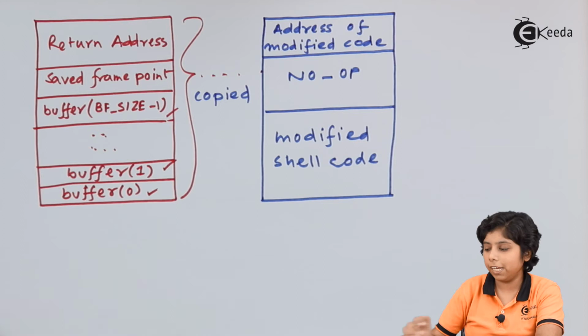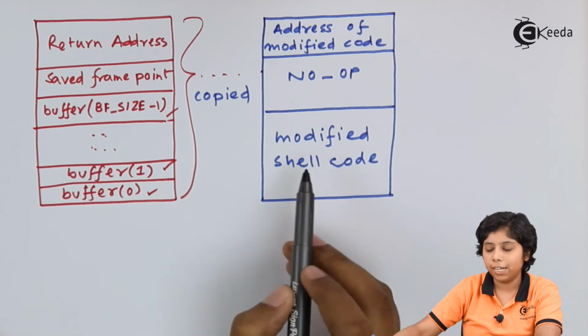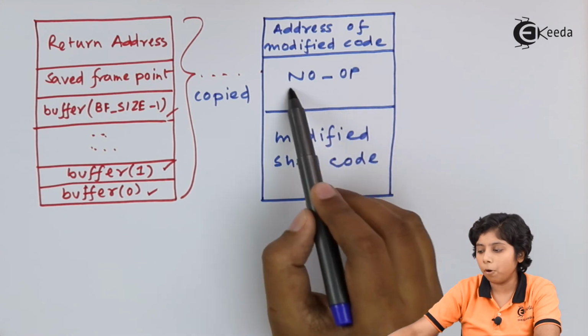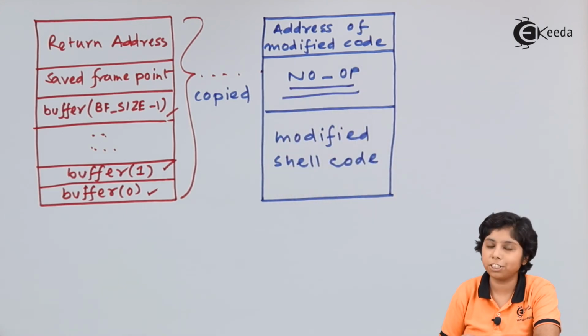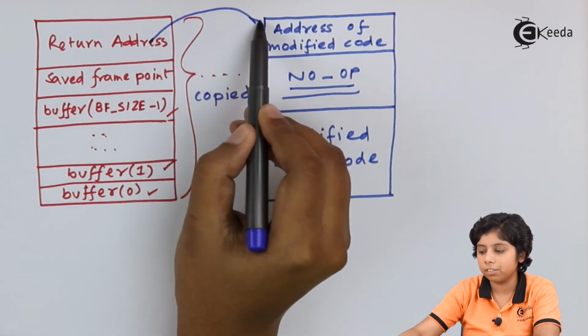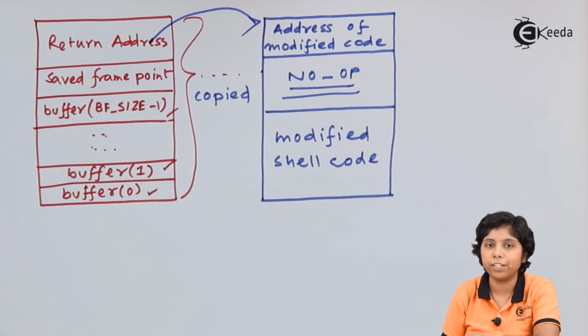Here we can see all the modified shell code is given in buffer 0 and buffer 1. Then the no-op, or no operation, is there because it has already removed all the non-essential assembly language features. And after all, the return address is transferred to the address of the modified code that the attacker has put in.